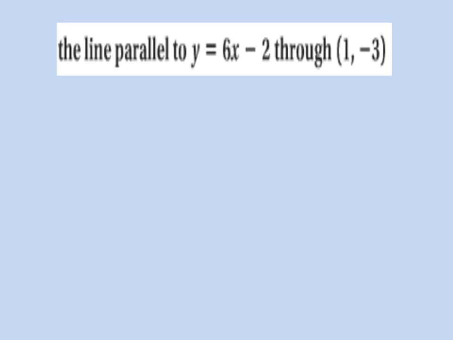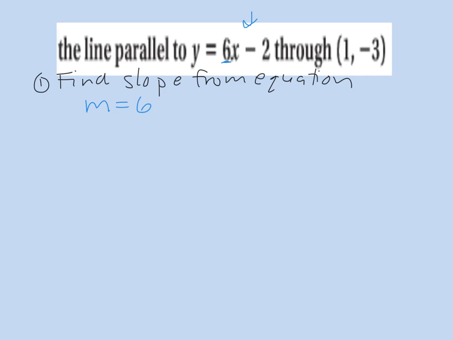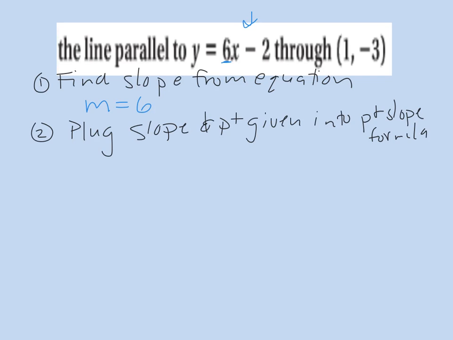Here I want to find a line that's parallel to this line, through this point. So the first thing you want to do is find out what is the slope. And in my equation, my slope here is 6. So m is going to be equal to 6. That is the only thing you use that equation for. The only thing. And then the next step is you want to plug the point and the slope into the point slope form. So y minus negative 3 equals 6, x minus 1.